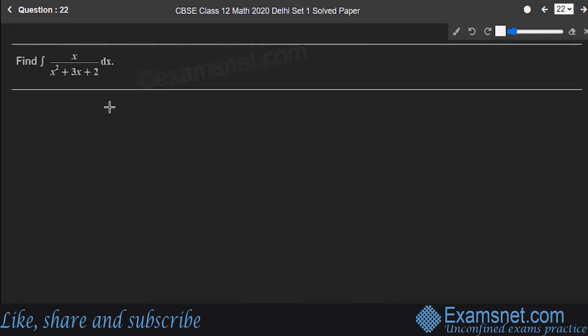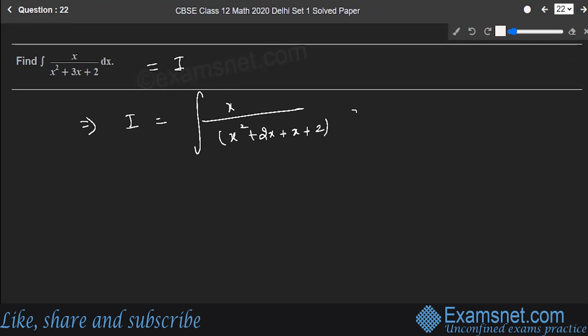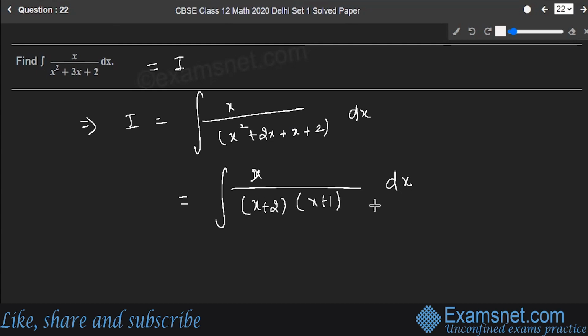You have to find the integral of x upon (x squared plus 3x plus 2) dx. Okay, let's say this is equal to I. You can write it as I is equal to integral of x upon, this can be split. You will have x squared plus 2x plus x plus 2 dx, or the two factors will be equal to, here will be (x + 2) and (x + 1) dx.